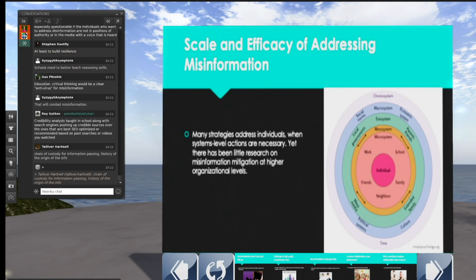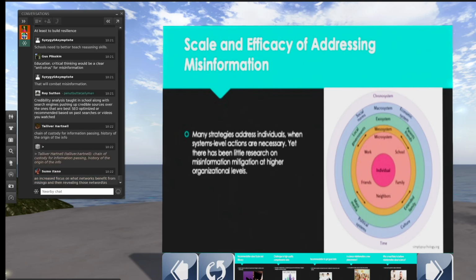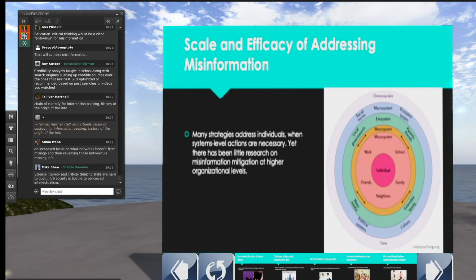Roy says credibility analysis taught in school, along with search engines pushing up credible sources over the ones that have the best SEO optimization or are recommended based on past searches or videos you watched. Taliver says chain of custody for information passing. History of the origin of the info. Yeah, we often don't know that, do we? Sumo says an increased focus on what networks benefit from misinformation and then revealing those networks.